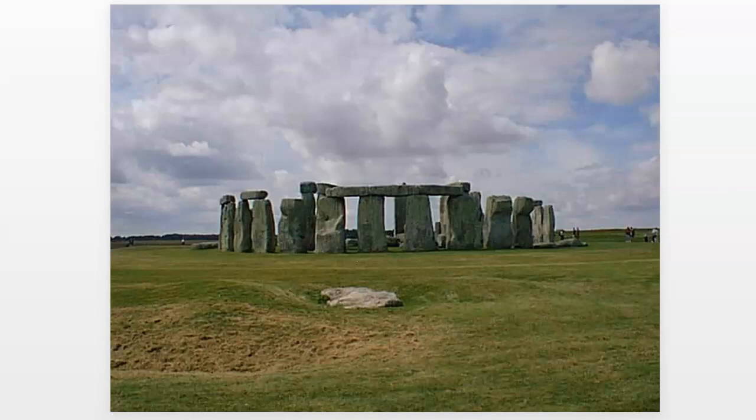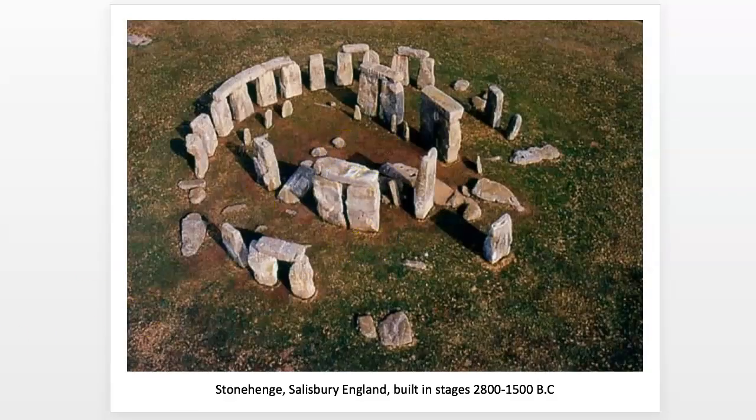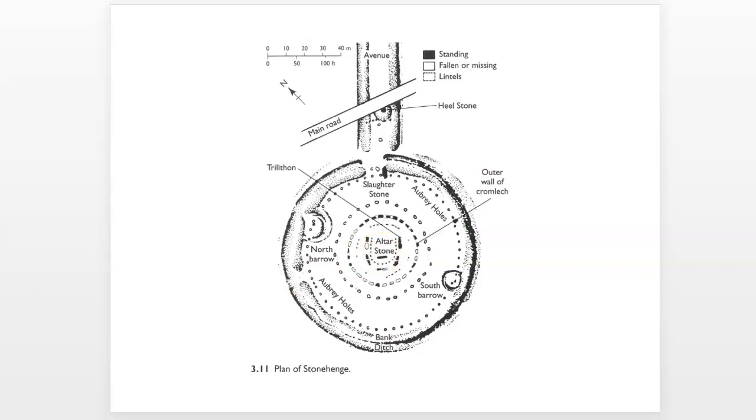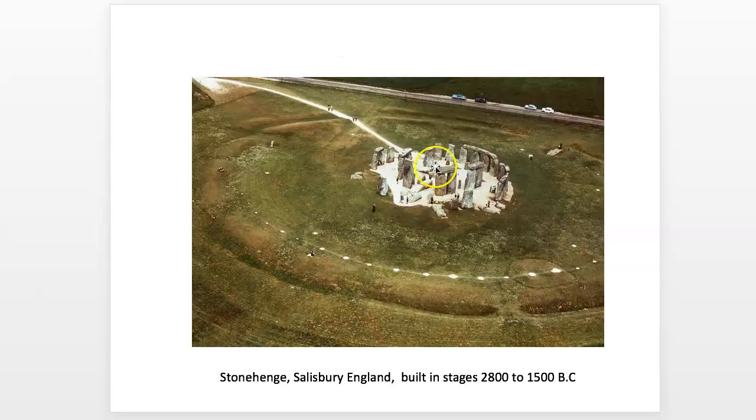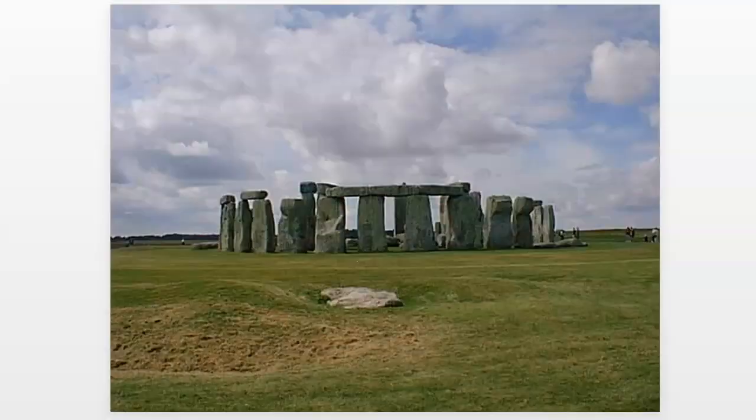There is a stone in the very middle called the altar stone, right there. You can see it in this picture, sort of. It's just called that. There isn't really any evidence that they actually did human sacrifice or anything on it, or that it was used for any sacrifice, but that's what it's called.